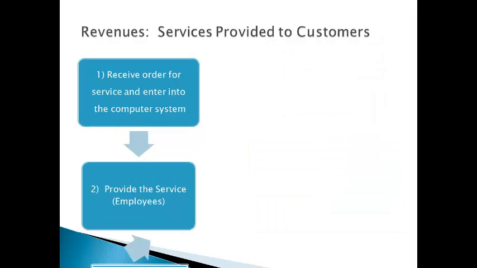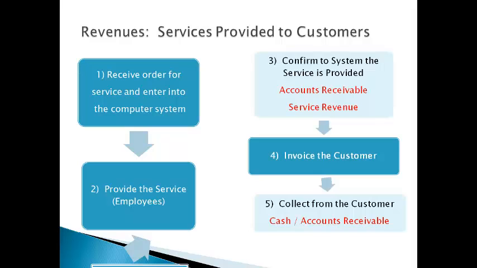For services provided to customers, an order is received and entered into the computer system by the salesperson or customer service rep. Employees provide the service to the customer and enter a confirmation into the system that the service has been provided, and also enter the price of the service. The computer system automatically records the service revenue and accounts receivable when this confirmation is entered into the system. The customer is invoiced after the service is provided. The customer name and amount is automatically added to the list of amounts owed by customers. The system automatically records the service revenue and the accounts receivable owed by the customer.